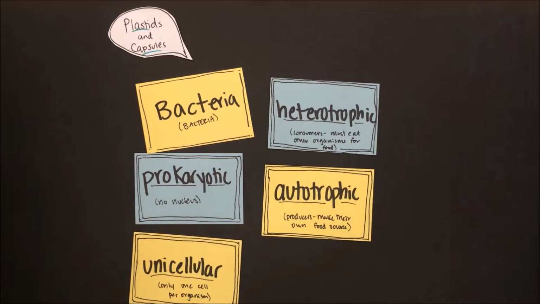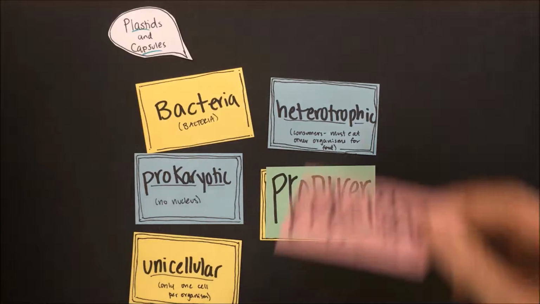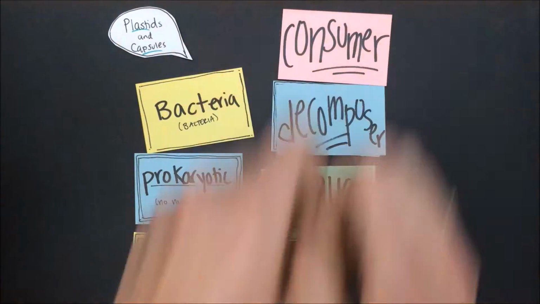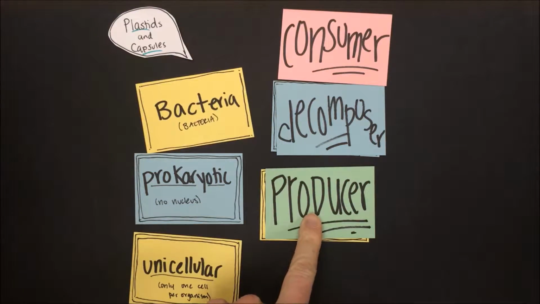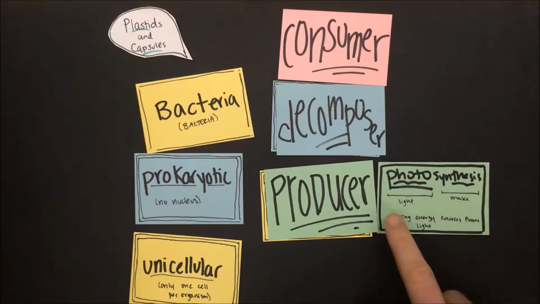Our autotrophic bacteria are also known as producers, while our heterotrophic bacteria take on the roles of consumers and decomposers. The bacteria that are producers, such as cyanobacteria, believed to be the precursors to plants, perform photosynthesis, which means to make energy using light.